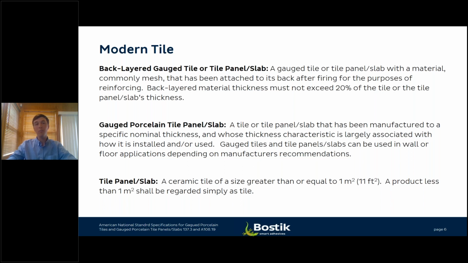There's also the tile panel or tile slab. This is a ceramic tile of a size greater than or equal to 1 square meter, which is approximately 11 square feet. In this case, this is a newer format as well, and a product that's less than a square meter shall simply be regarded as tile. These particular products are different from traditional ceramic tiles because of their manufacturing method. In many cases, there's less variance in this manufacturing process, and less product quality variance or perceived variance in things like warpage and consistency of the product.